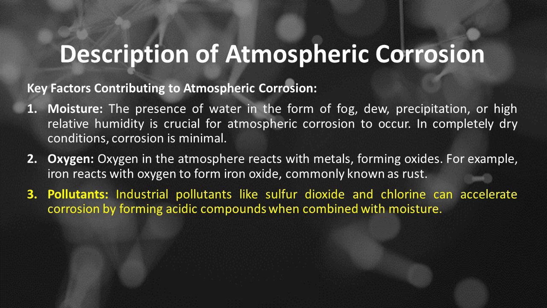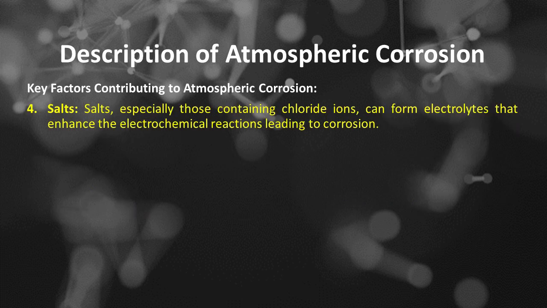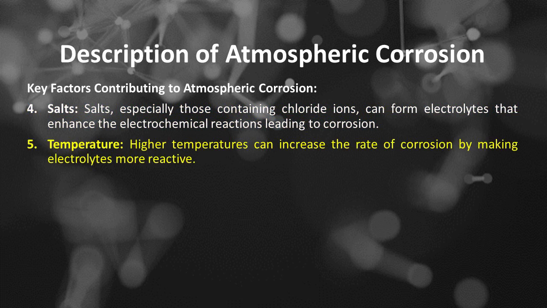Number 3 is pollutants. Industrial pollutants like sulfur dioxide and chlorine can accelerate corrosion by forming acidic compounds when combined with moisture. Number 4 is salts. Salts, especially those containing chloride ions, can form electrolytes that enhance the electrochemical reactions leading to corrosion. Number 5 is temperature. Higher temperatures can increase the rate of corrosion by making electrolytes more reactive.